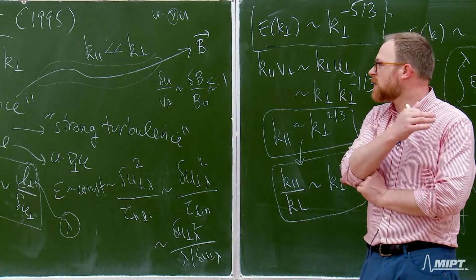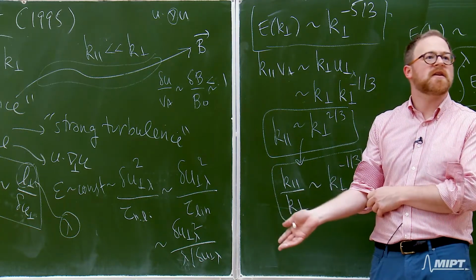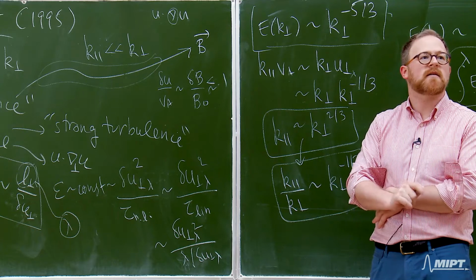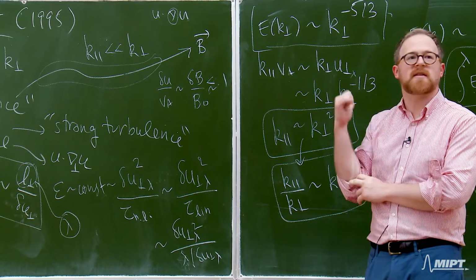Then, of course, this cascade goes down to small scales where things like viscosity and resistivity become important. I'm not saying anything about that right now. Just wanted to get the spectral slopes.